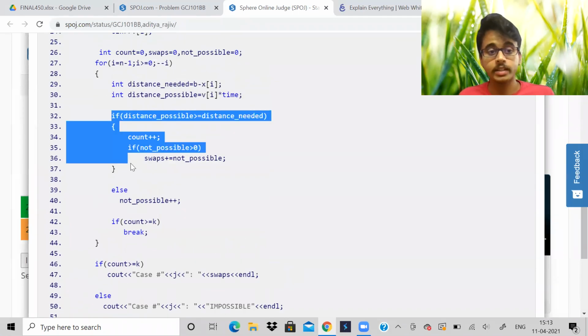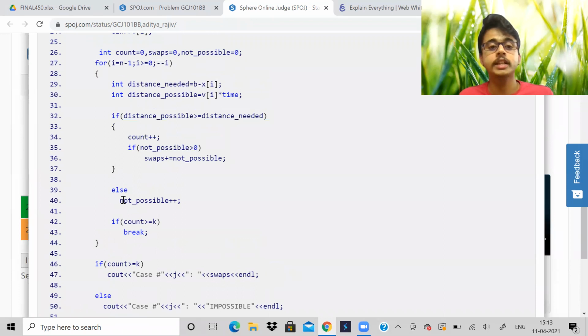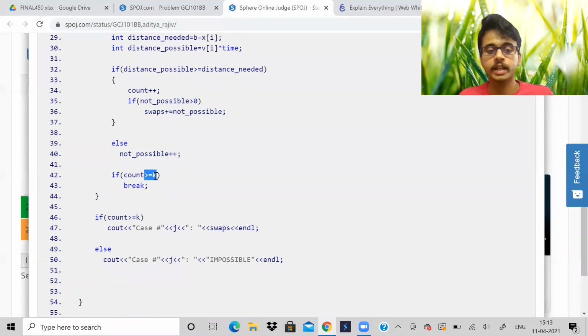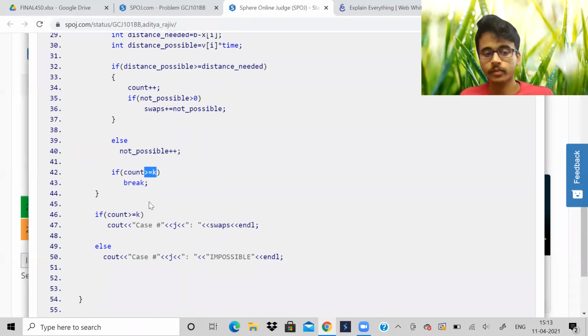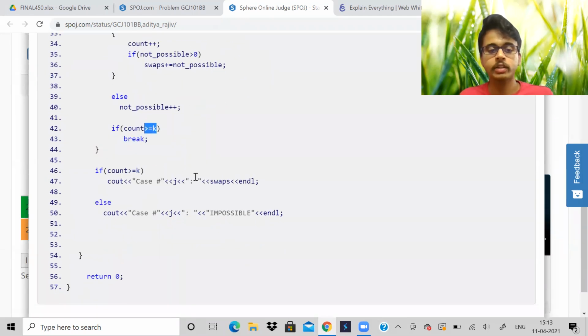So if this condition is false, that means the chick can never reach the barn. So increase not possible by 1. If at all count becomes greater than or equal to k, break. If count is greater than or equal to k, print out swaps. So this is how you have to print the case number and swaps. Otherwise, if this condition is false, that means it is not possible to bring at least k chicks to the barn. So print impossible.